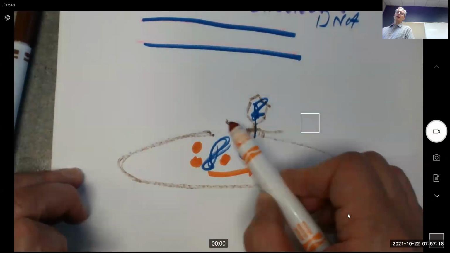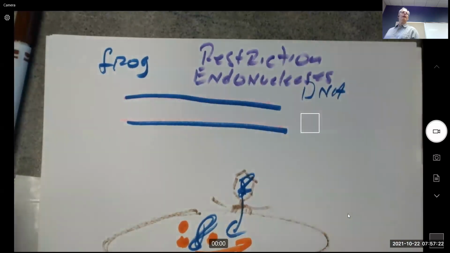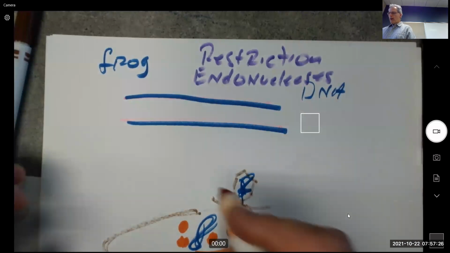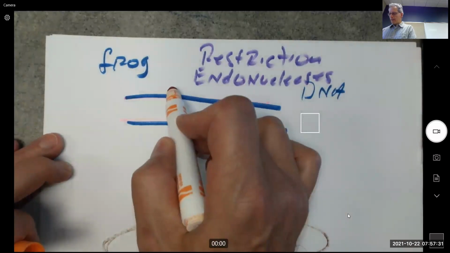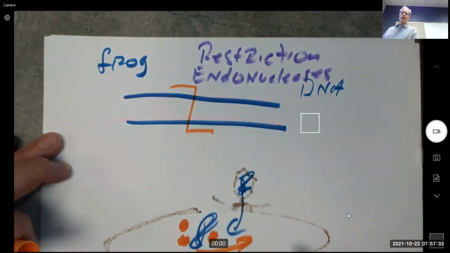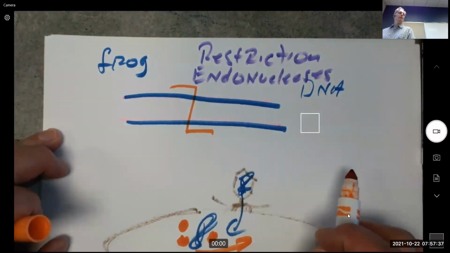So by harvesting these enzymes from bacteria, you can use them for genetic engineering purposes. So if you give these enzymes, say, to frog DNA, it'll cut frog DNA at very specific sequence motifs.